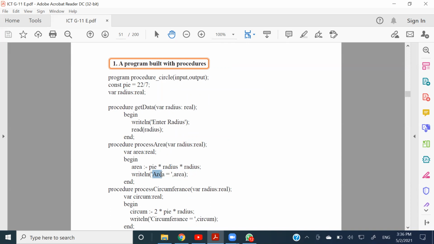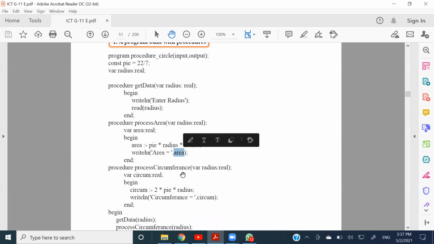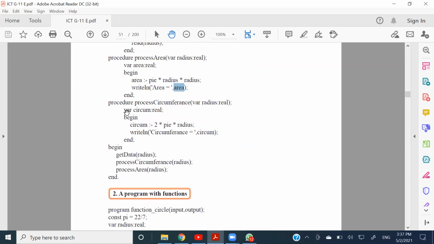this area trace as it is on the monitor. Then after, it will put the value of the area. Then it will say, okay, area is something like this, right? So here in this procedure, the procedure name is process circumference. It is also taking one variable called radius, right?